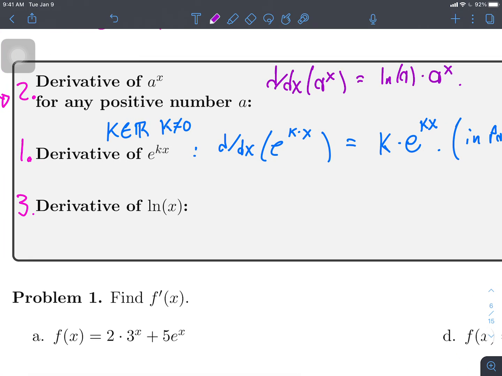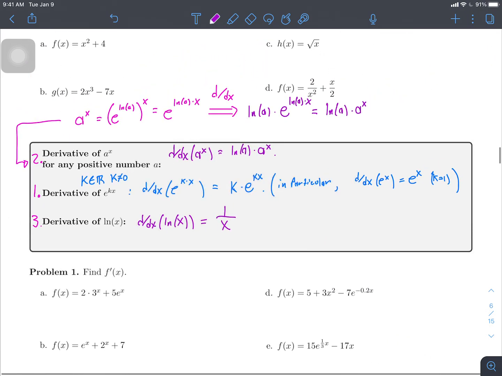Okay, and it's a special one. And I'm sorry, but it doesn't really make a whole lot of sense. I mean, there are ways to make sense of it, but it turns out that the derivative of ln of x is simply 1 over x. Okay, so that's a little bit of a funny one.